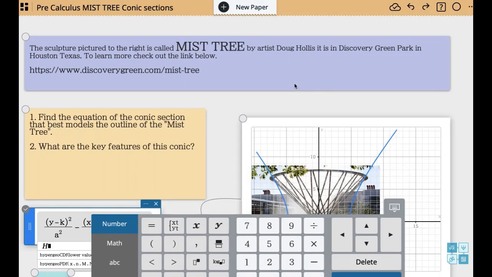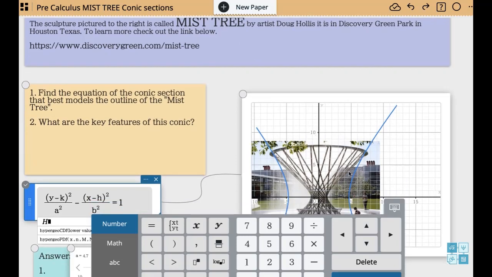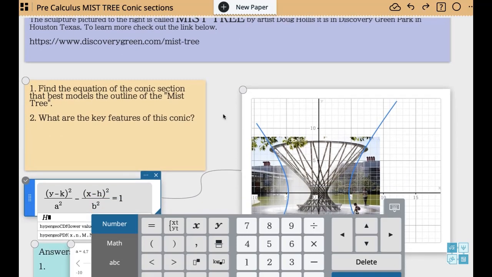Hello and welcome. This activity is called Mystery Conic Sections. What we're going to be looking at is a sculpture by Doug Hollis. It's in Discovery Greens Park. It's called Mystery. This is a water mister in Houston, Texas.